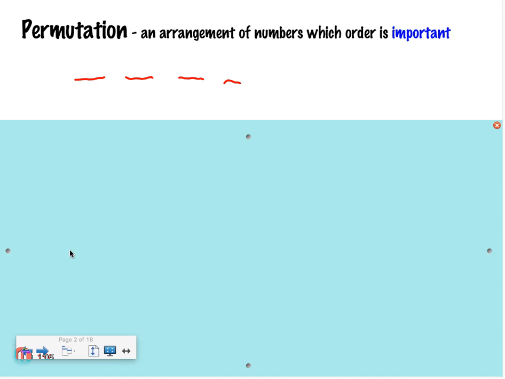how many options are there for the first spot? 10. And then for this one, and then this one, and then this one, and then we just multiply. That's a permutation. Okay? So you were doing it without even knowing it.